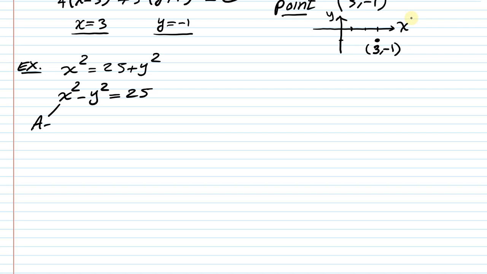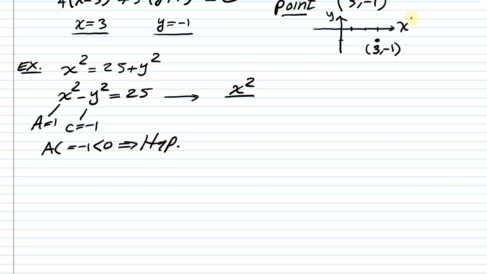So A is 1 and C is negative 1. The product AC would be negative 1, which is less than 0. So this will be a hyperbola. That's just the identification part. Now, how do we graph hyperbolas? If you remember, we have to have 1 on the right side. So next I'm going to divide both sides by 25. That'll give me x squared over 25 minus y squared over 25 equal 1. This is going to be a hyperbola that's centered at 0, 0. A squared and B squared are equal, right? 25 each. So I'm going to go right 5, left 5, up 5, down 5.